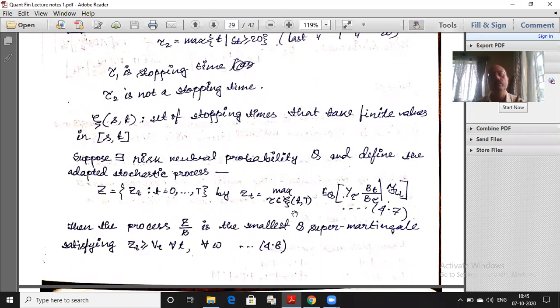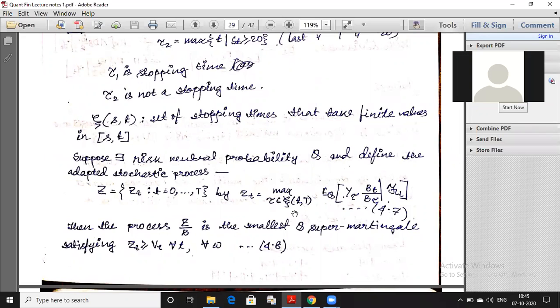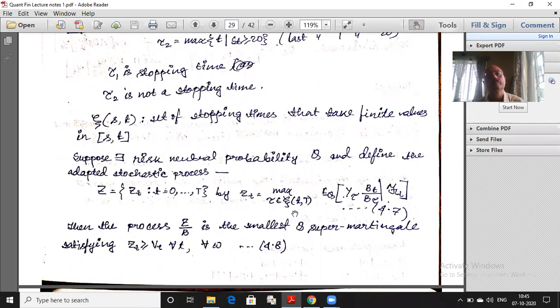So is this clear to all of you? ZT for increasing T is actually maximization over a smaller set. So it cannot be more. It has to be less than or equal. Is that clear?